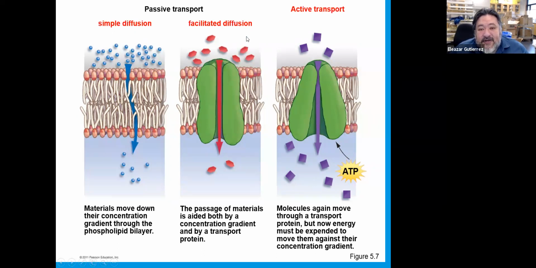Notice that in facilitated diffusion, the same thing is taking place. We have a high concentration here, we have a low concentration here, and so we're going from an area of high concentration to an area of low concentration. That's facilitated diffusion.